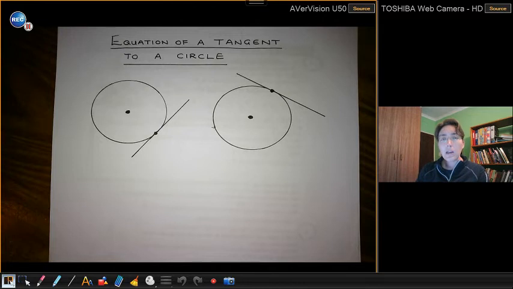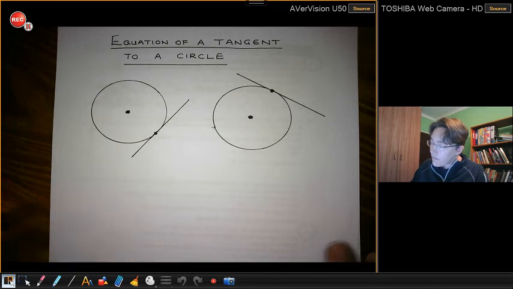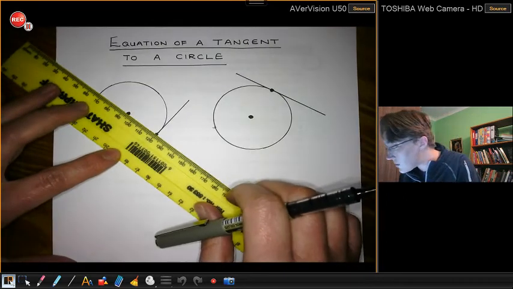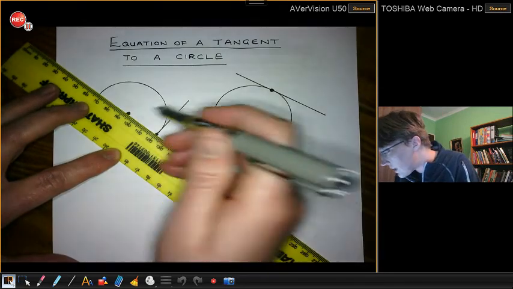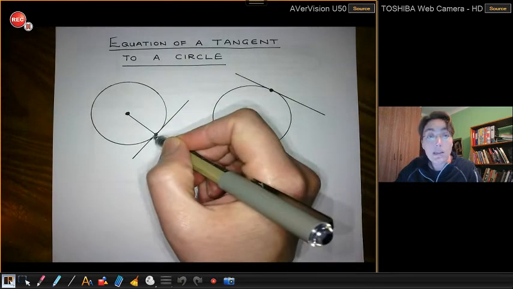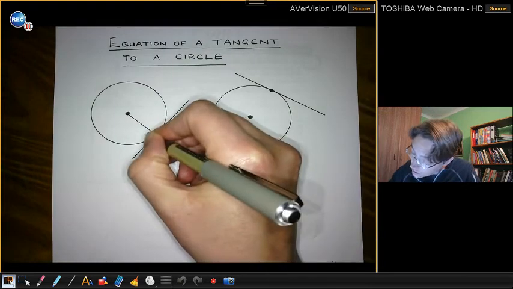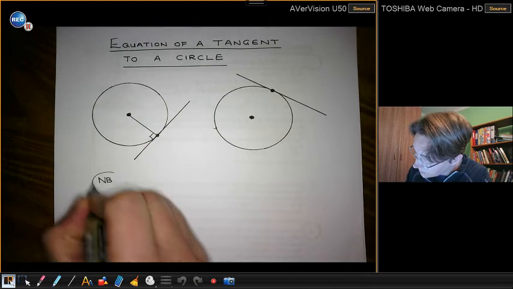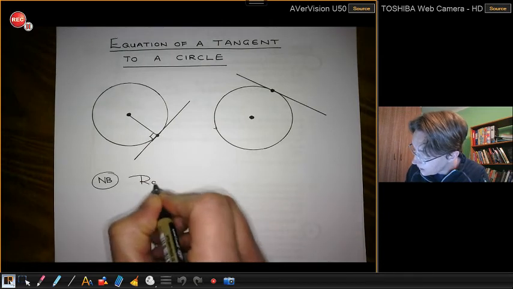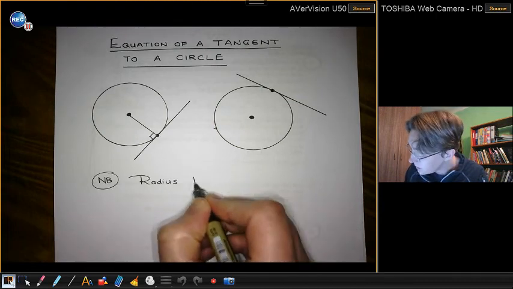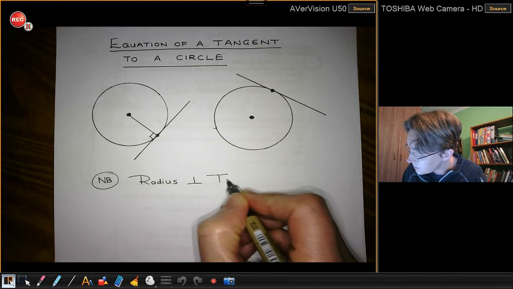So based on the Euclidean geometry theorems, very important to remember is the following. If I draw a tangent to a circle and then I draw the radius, so from the center of the circle to the tangent, then hopefully you guys will remember that the radius is always perpendicular to that tangent. So very important to remember here. Radius, or for that matter the diameter, is perpendicular to the tangent.